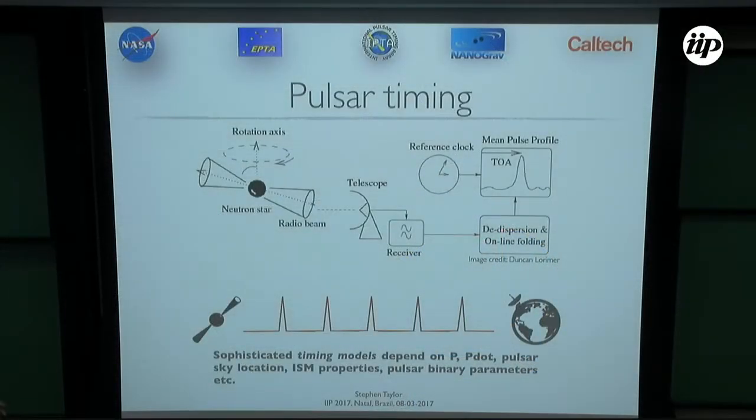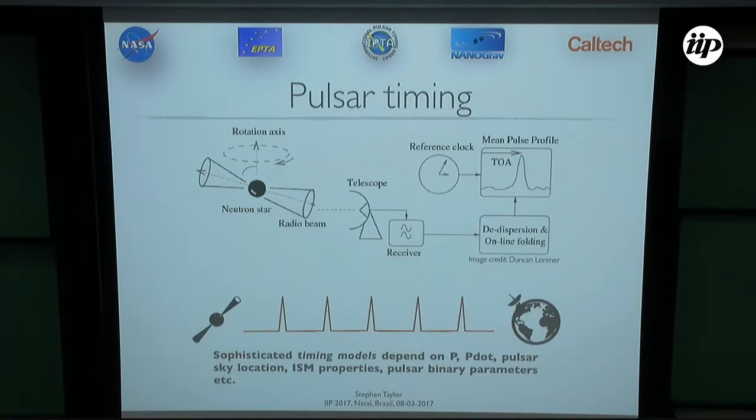Okay, so once we do all of this sophisticated dedispersion and online folding, we get a mean pulse profile, and we reference a particular position of this pulse profile to a time, and then we can add that to the observation time, and that gives an offset, or the arrival time of that pulse. And we can do this many, many times. We observe these pulsars over many years, and that builds up a vector of arrival times for these pulsars.